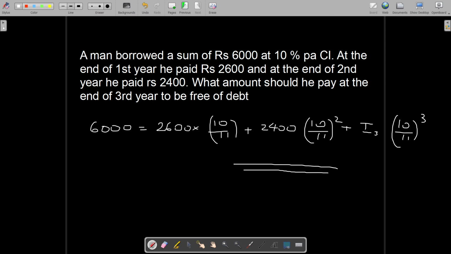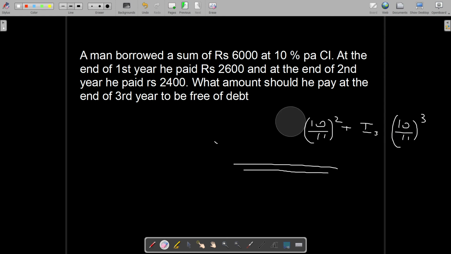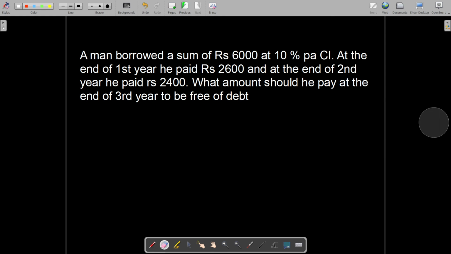Here you should know that in this scenario, the third year's installment need not be a multiple of 11 cube. Here 2,400 is not a multiple of 11 square, and 2,600 is not a multiple of 11. So the third installment need not be a multiple of 11 cube. The way you approach such questions is, you do it like this.